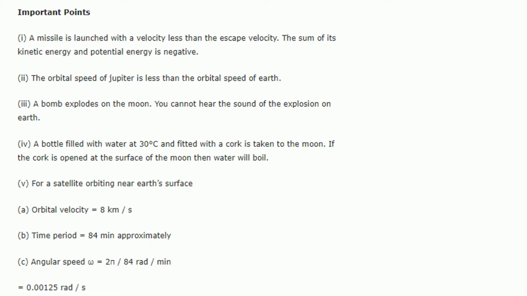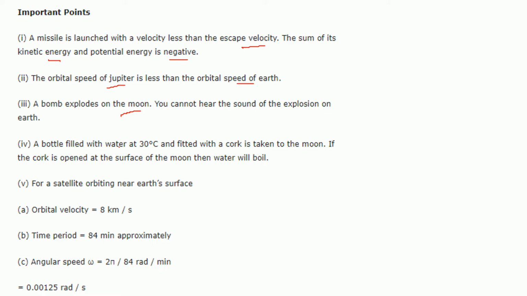Some important points: a missile is launched with velocity less than the escape velocity. The sum of its kinetic energy and potential energy is negative. The orbital speed of Jupiter is less than the orbital speed of Earth. The bomb explodes on the moon. You cannot hear the sound of the explosion on Earth. You will not be able to hear it.